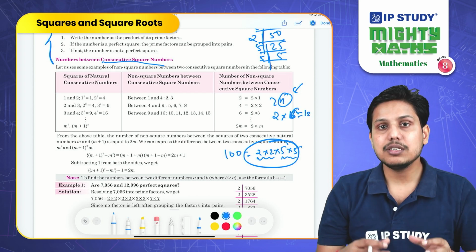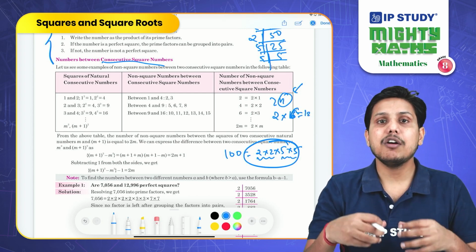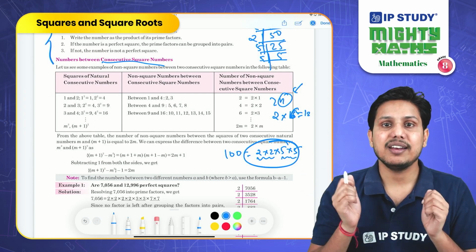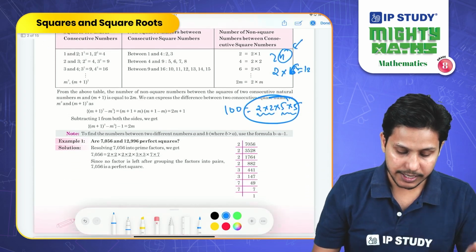Clear? So this is the formula for finding the number of non-perfect squares between two consecutive square numbers or perfect square numbers.